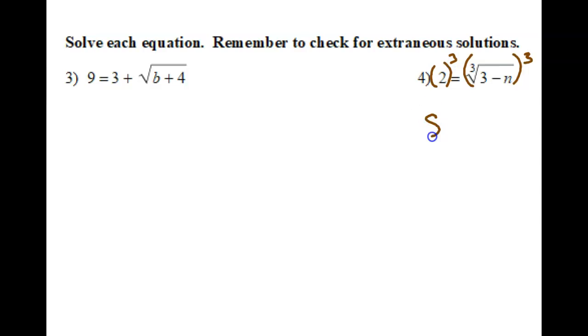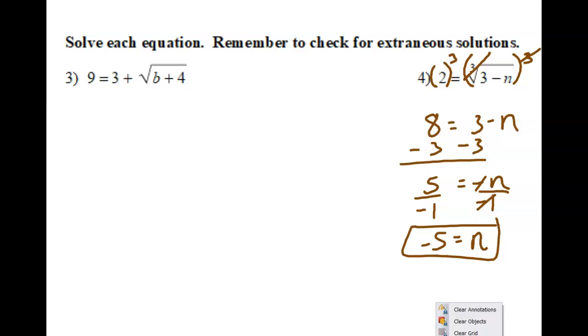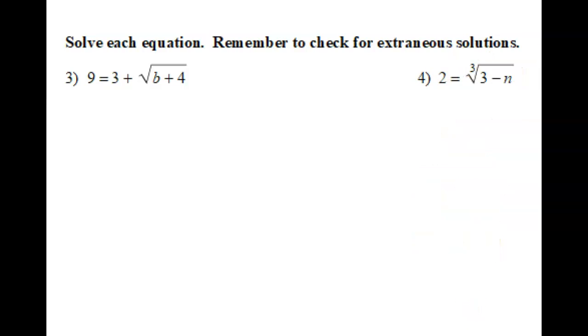2 to the 3rd power is 8. And in this case, the 3rd power cancels out the 3rd root, and we're left with this. And then we're going to subtract 3 on both sides, and then we're going to divide by -1. And there we have it. All right, so I'll let you guys handle number 3, and we'll go ahead and move along to the next problem.